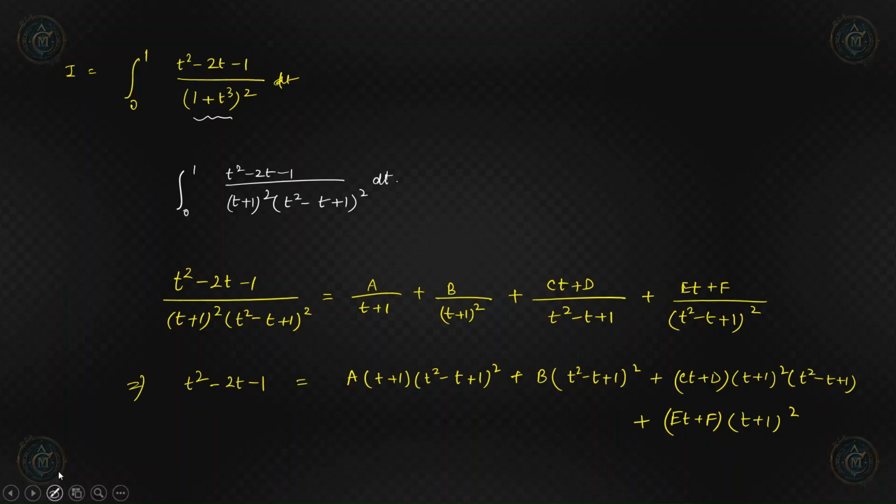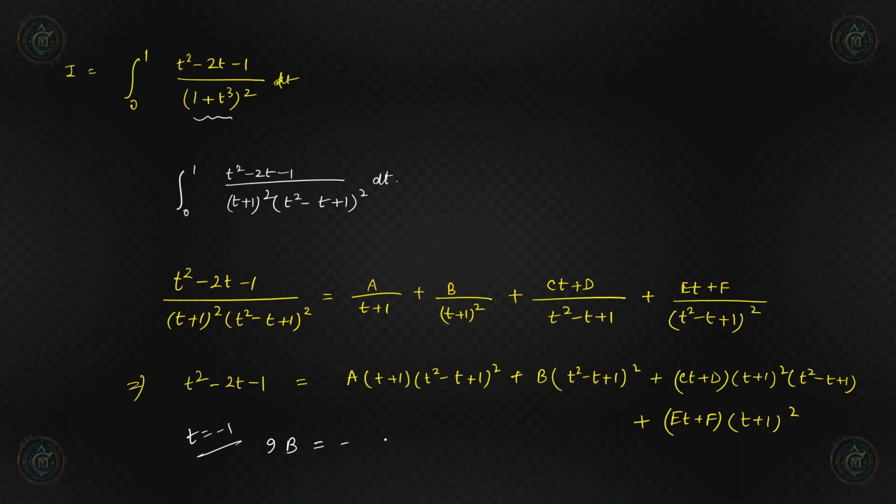Now we can easily find the value of b from this equation, because if t equals minus 1, let's say we put, this factor vanishes, this factor vanishes, this factor also vanishes. Okay, so we get from here b times, this will be 1 plus 1 plus 1, so 9, 9b equals, this will be 1 minus 2 minus 1.